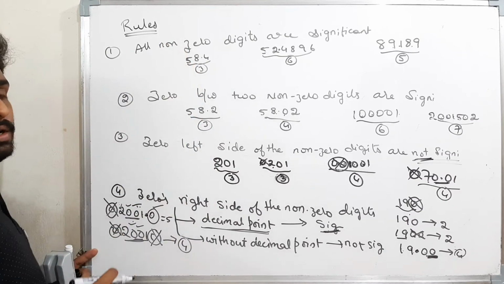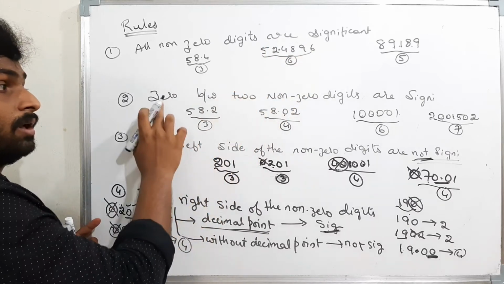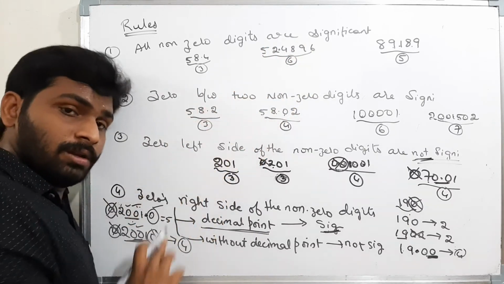I think these rules are clear. All non-zero digits are significant. Zeros between two non-zero digits are significant.